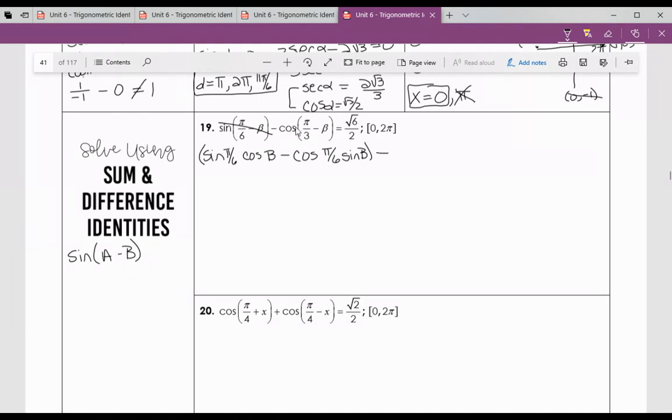Now, my cosine a minus b is next. So the formula for cosine a minus b is cosine of pi over 3 cosine of beta plus sine pi over 3 sine beta, and that is all still equal to square root of 6 over 2.